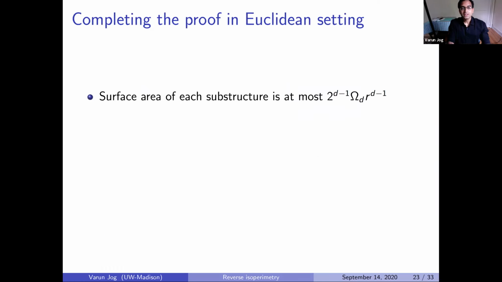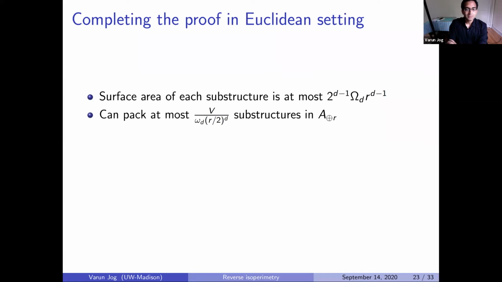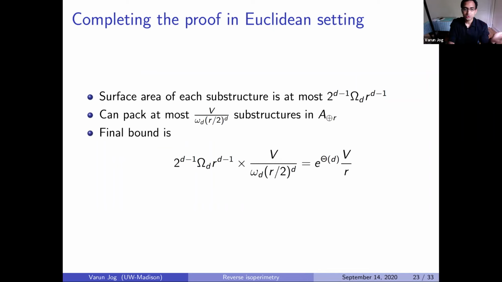So at the end, as I said, the surface area of each substructure is at most this quantity. The number of substructures you can pack is at most this quantity. So the surface area of the original parallel set A is just the product of these two quantities, which happens to be this exponential constant times V over r. Right, and so that completes the proof in the Euclidean setting.